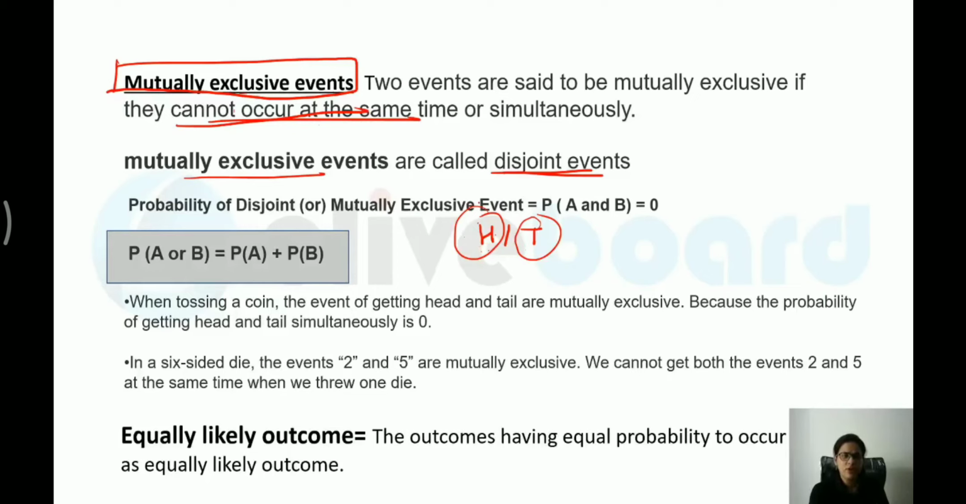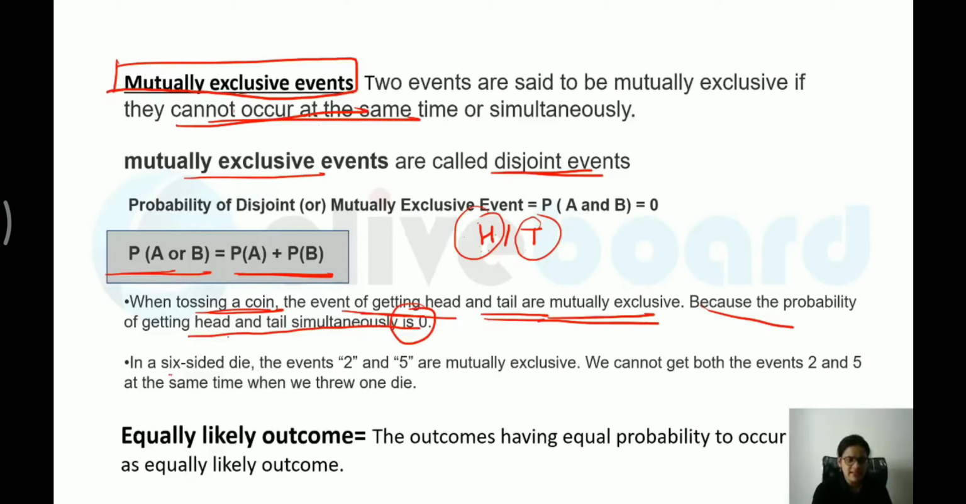Whenever you have to calculate probability in this case, you have to add the values of probabilities whenever it is a disjoint event. Now I have given you the example. When you are tossing a coin, the events of getting head and tail are mutually exclusive because they are not possible simultaneously. The probability of getting head and tail simultaneously is 0. So both of the events are separate events.